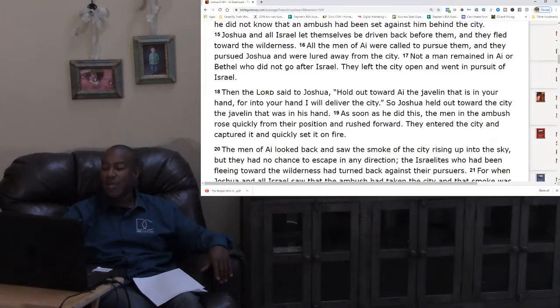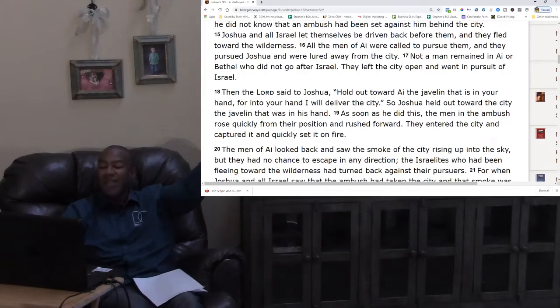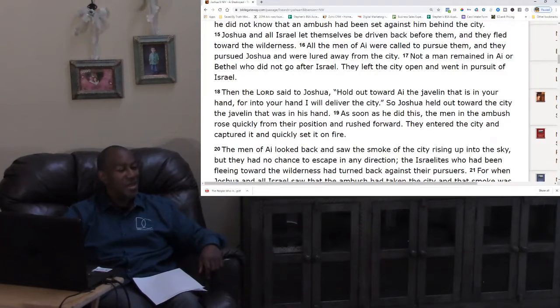Then the Lord said to Joshua, "Hold out towards Ai the javelin that is in your hand, for into your hand I will deliver the city." So Joshua held out towards the city the javelin that was in his hand. And as soon as he did this, the men in ambush rose quickly from their position and rushed forward. They entered the city and captured it and quickly set it on fire. Isn't that an awesome story, how they did that?